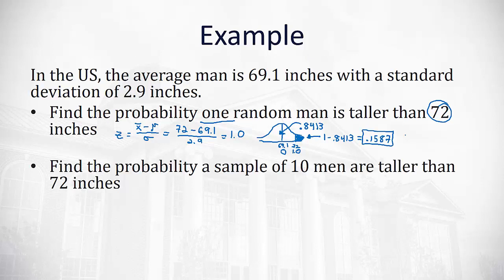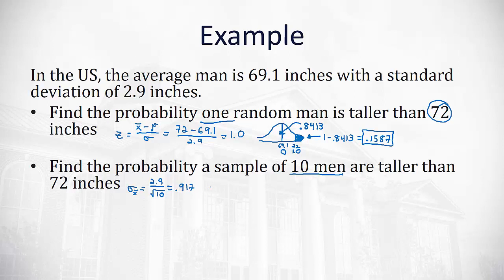If we change this, and instead of taking one man, we take a sample of 10 men, and we want to find that the average of those 10 men is taller than 72 inches. What this does is this changes the standard deviation. Now we have our standard error being equal to the old standard deviation, which is 2.9, divided by the square root of my sample size of the 10 men. So when we do on our calculator 2.9 divided by the square root of 10, we find our new standard deviation is 0.917.